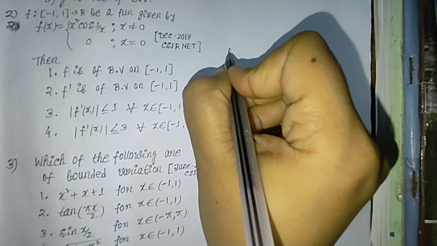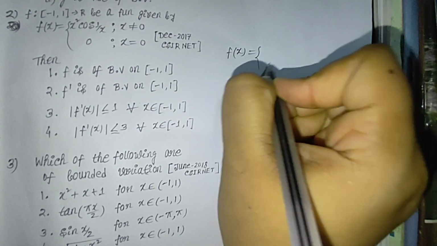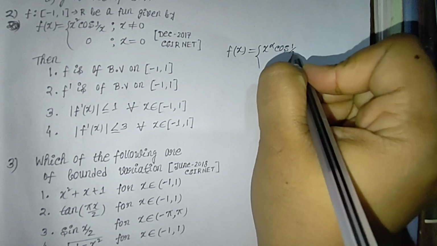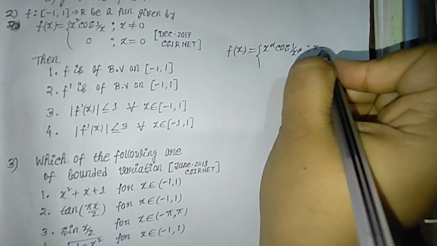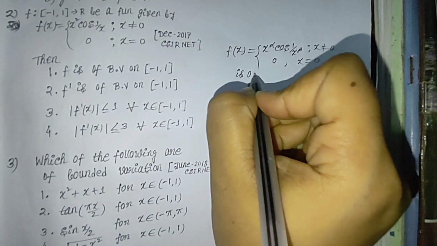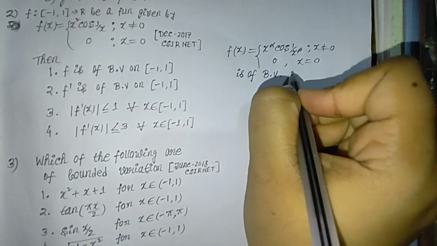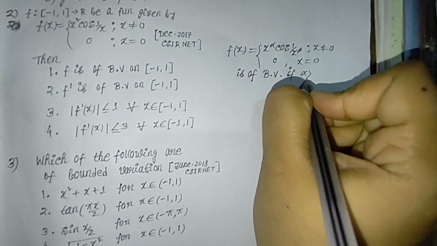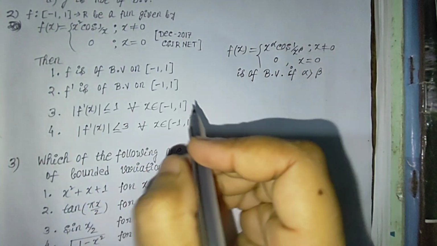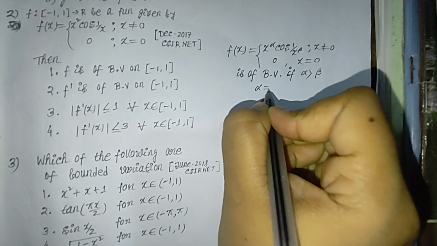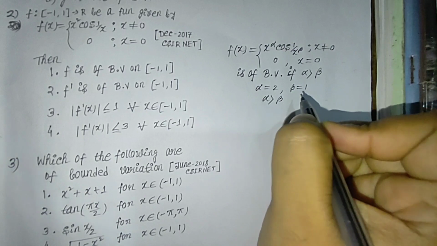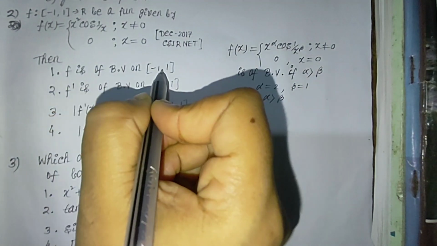Here we use the result: if f(x) = x to the power alpha cos(1/x to the power beta) for x not equal to 0, and 0 if x equals 0, is of bounded variation if alpha is greater than beta. Here we see that alpha is 2 and beta is 1. Then alpha is greater than beta, so f is of bounded variation.